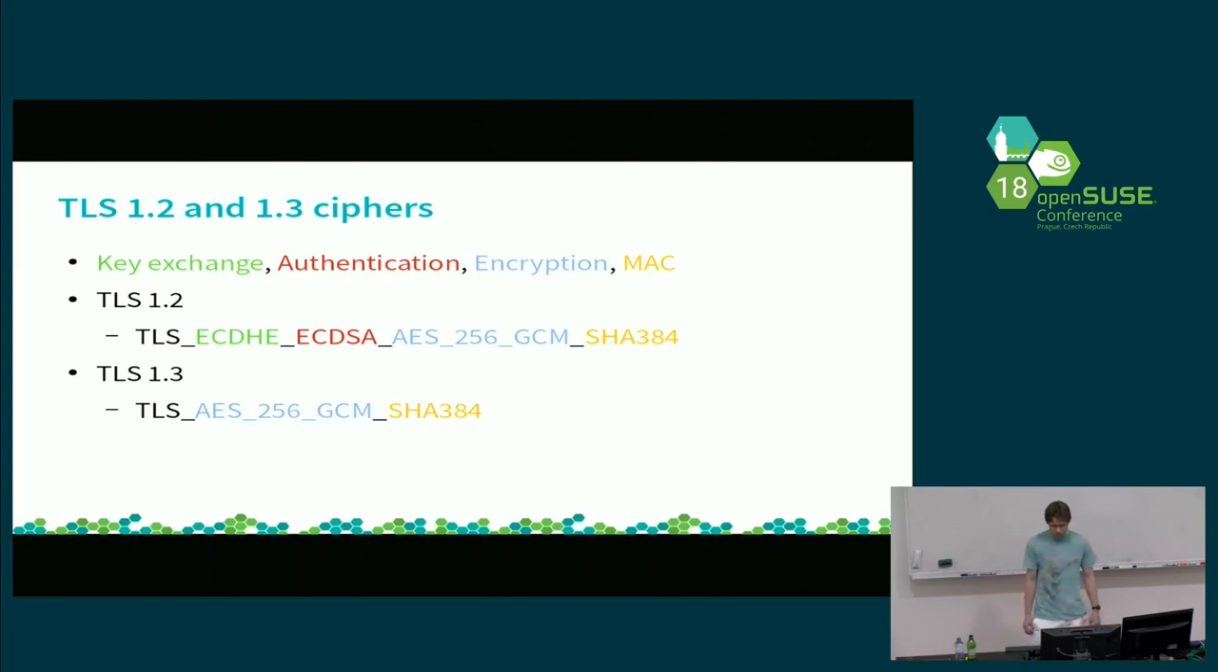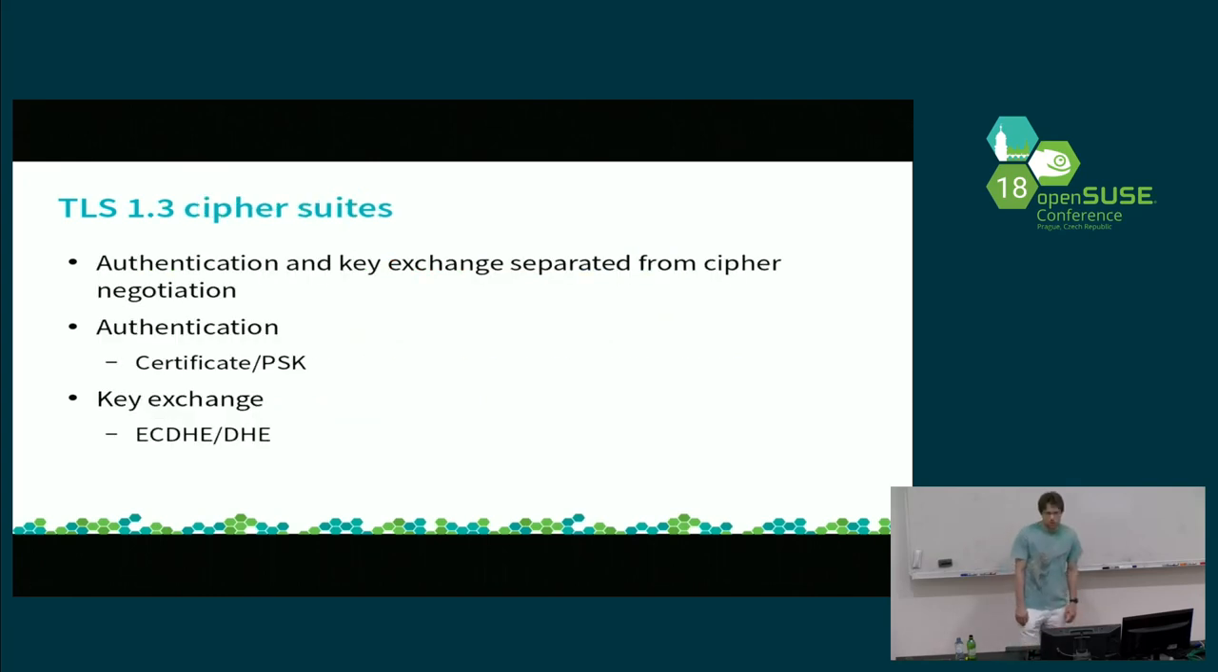TLS ciphers are now just much shorter and just provide encryption and MAC. The authentication in TLS 1.3 is either by the certificate or by a pre-shared key, which is used for resumption. The key exchange is... RSA is gone, so all the ciphers are Diffie-Hellman exchanges and thus offer perfect forward secrecy.